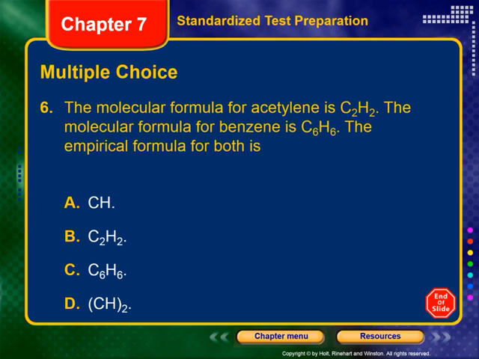So the molecular formula for acetylene is C2H2. The molecular formula for benzene is C6H6. The empirical formula for both of them is, press pause now.